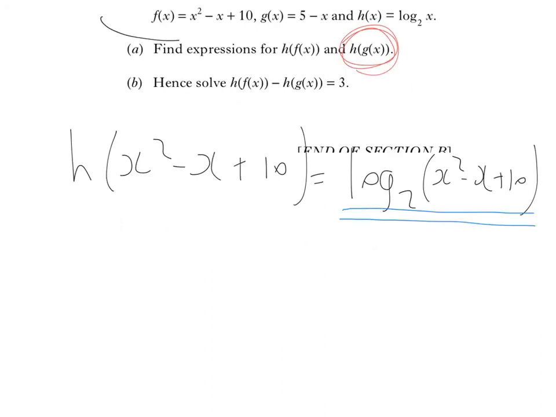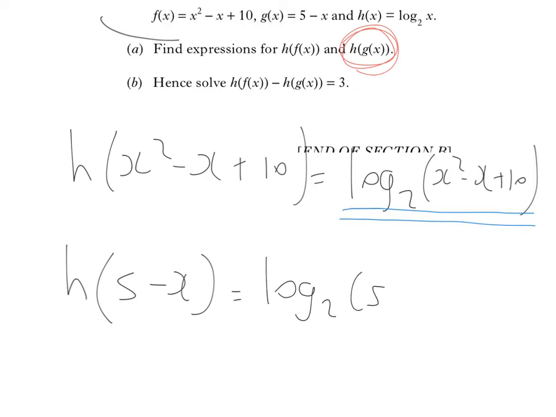I'm now looking for h of g of x. So h of g of x is 5 minus x, so that's h of 5 minus x. Again, the h function is just whatever's in the bracket is log to the base 2 of whatever's inside the bracket. So the thing inside the bracket is 5 minus x, that's log to the base 2 of 5 minus x.